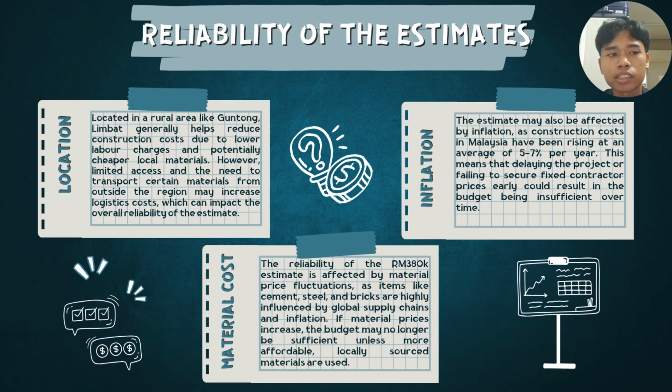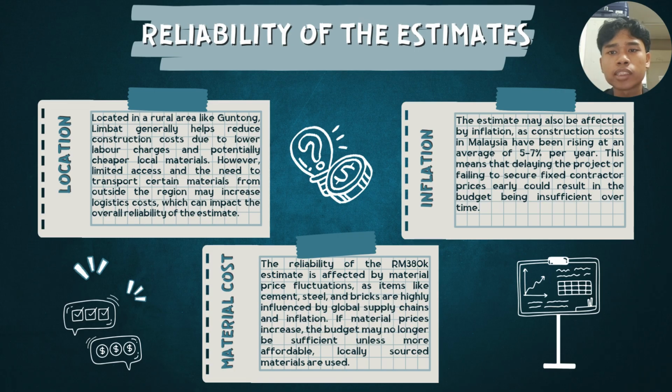Reliability of the estimates. Location. Located in a rural area like Guntong Limbat generally helps reduce construction costs due to lower labour charges and potentially cheaper local materials. However, limited access and the need to transport certain materials from outside the region may increase the logistic cost, which can impact the overall reliability of the estimate.